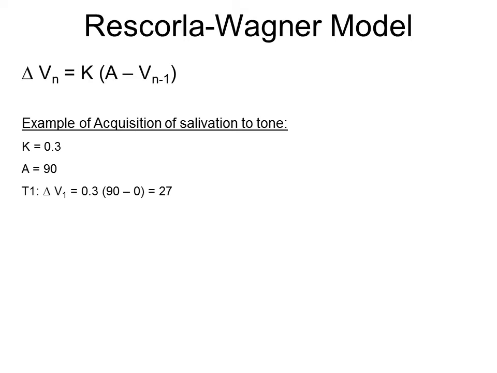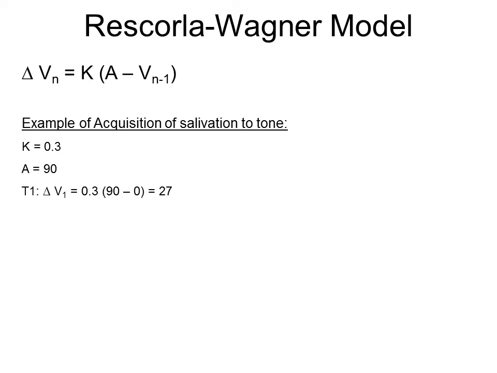Why is 0 inserted there? Well, it's the asymptote minus the cumulative conditioning up through the previous trial. Well, there is no previous trial. It's trial 1. So the cumulative strength of conditioning up to the previous trial is 0. 90 minus 0 is 90. 90 times 0.3 is 27. On trial 1, given a salience of 0.3 and an asymptote of 90, we would expect a change in conditioning on that trial of 27 associative units, or 27 drops of saliva.